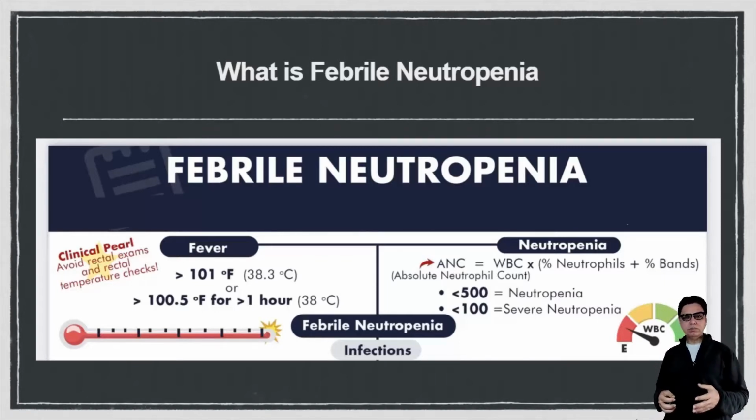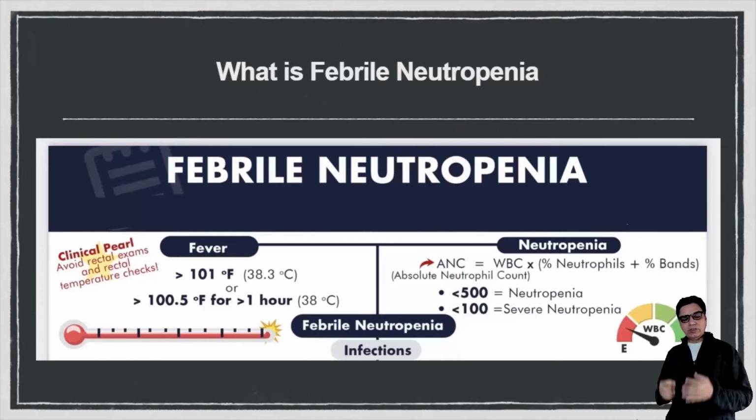Some textbooks also take neutropenia as less than 1000. But even if it is neutropenia at 1000, that would be mild. Where it becomes a case of concern is when it is less than 500. And if it is less than 100, then we call it severe neutropenia. That can cause more complications.